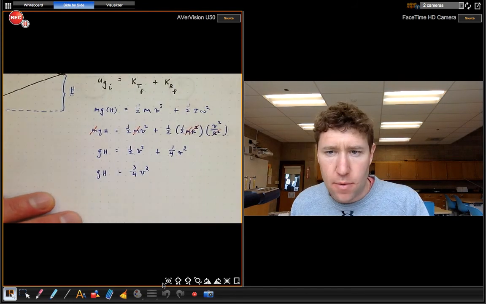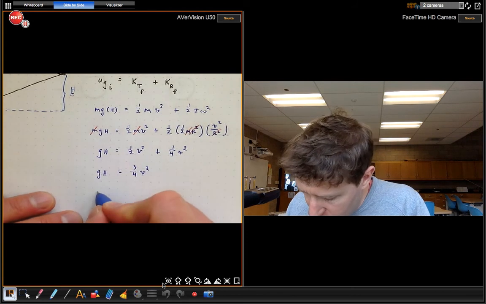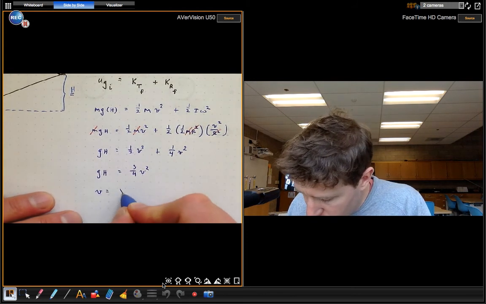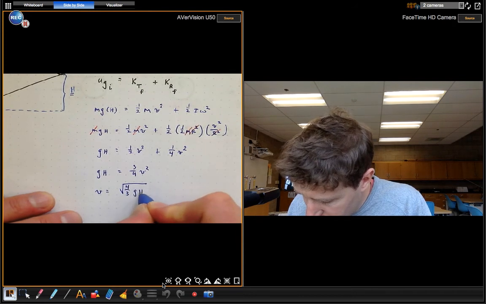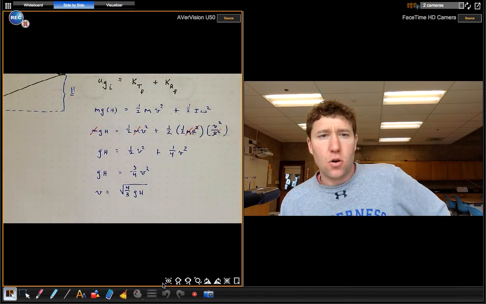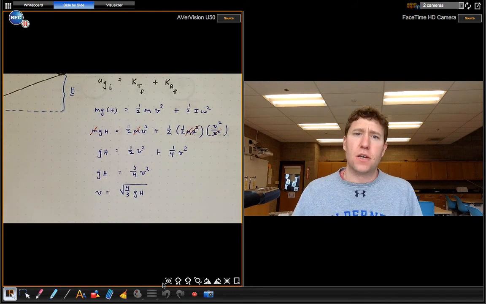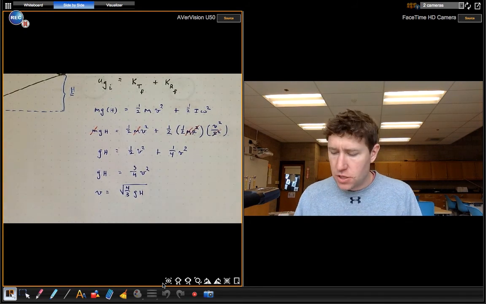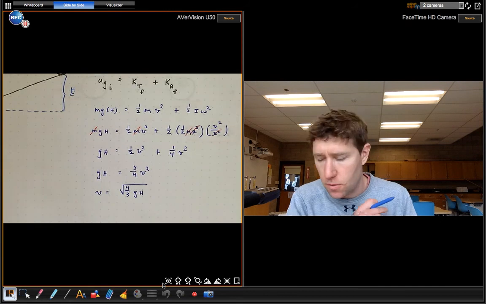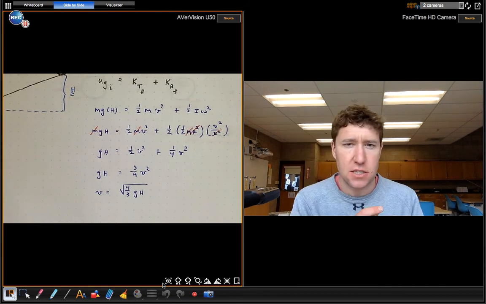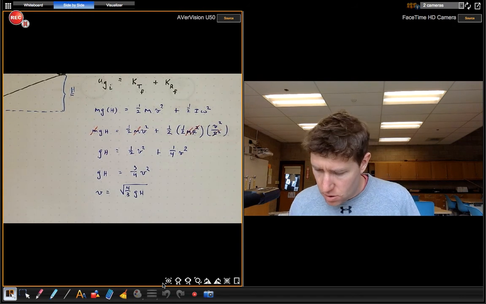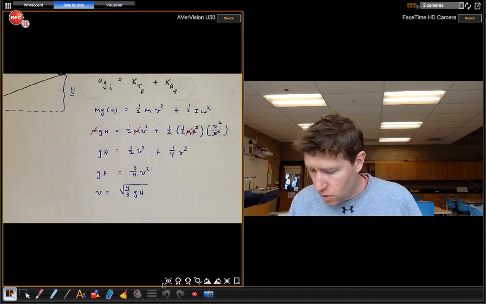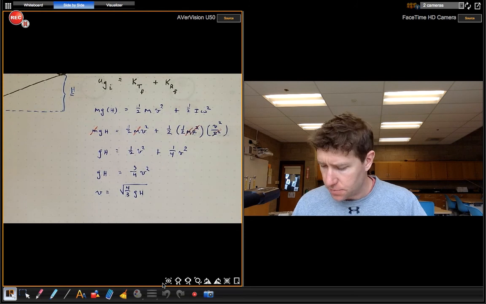Solving for v, remember what we asked for was v. V then is the square root of 4 over 3 times gh. Okay, so that's fairly involved. We had to do some substitutions, and we have this new thing with the two terms for kinetic energy, but I don't think that's too hideously difficult. Square root of 4/3 gh.